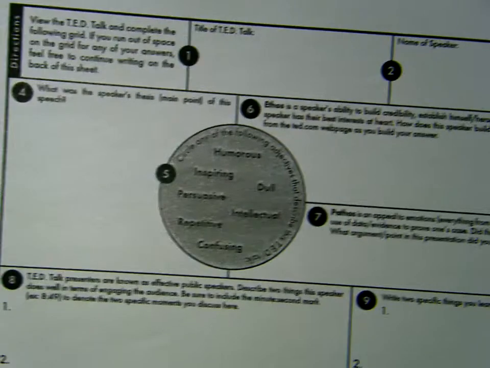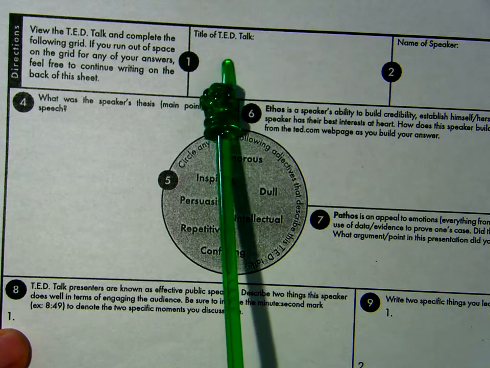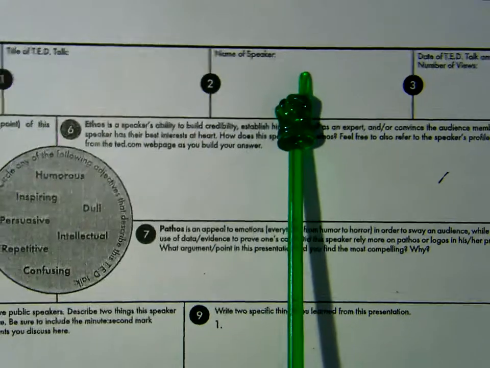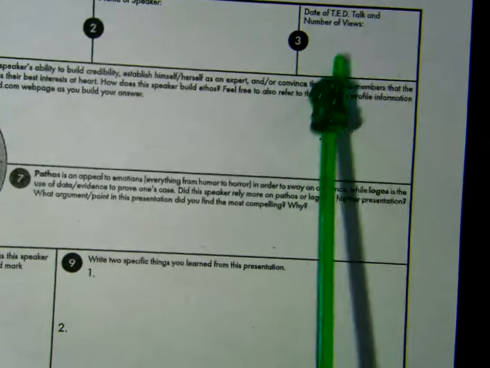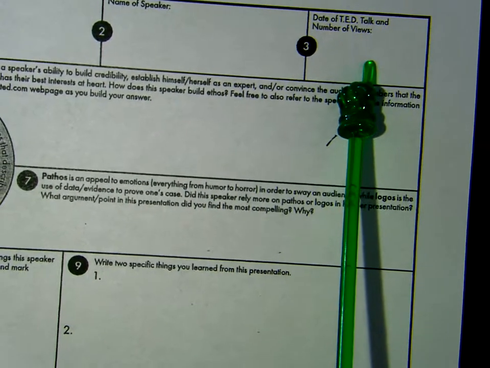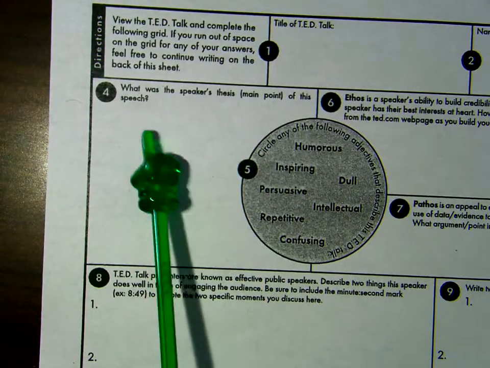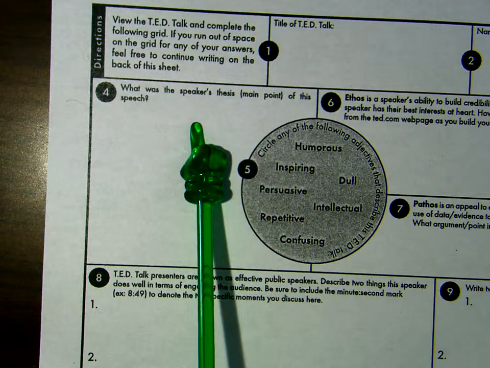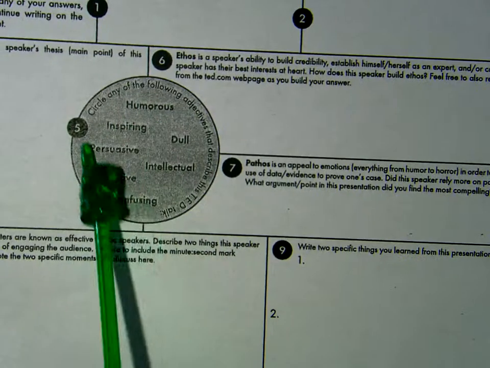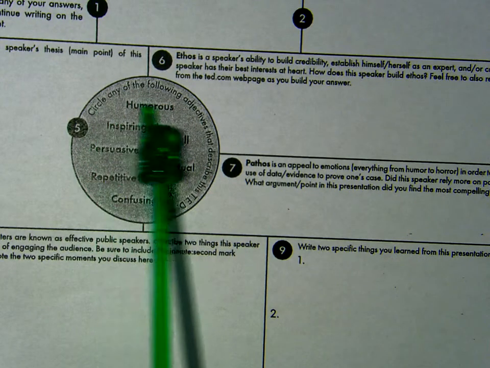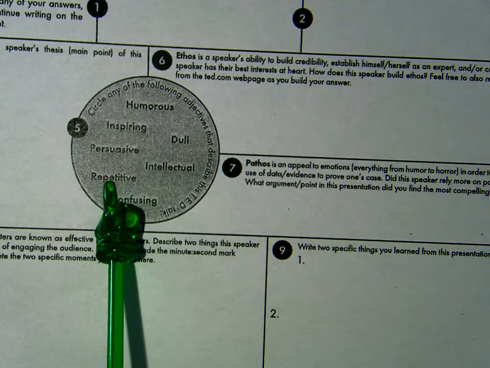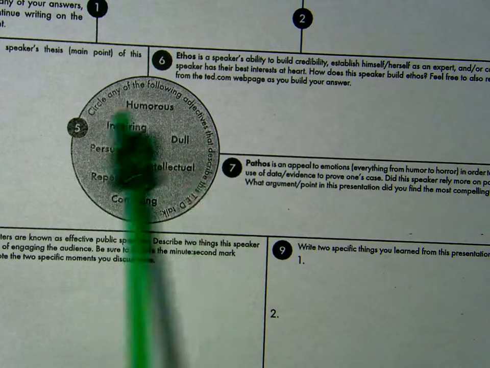If you have this handout, the first thing you want to do is write down the title of the TED Talk, the name of the speaker, and the date that it happened, at least the month and year. Then in space 4, you're going to look at what was the speaker's thesis, or in other words, their main point of the speech. Number 5, you want to circle and identify the following adjectives to describe the TED Talk. Was it humorous, inspiring, dull, intellectual? You're looking for tone words, basically.